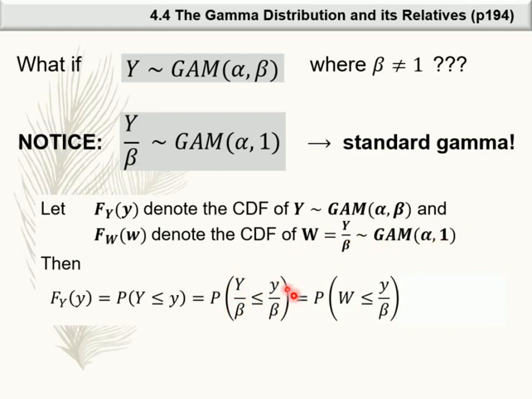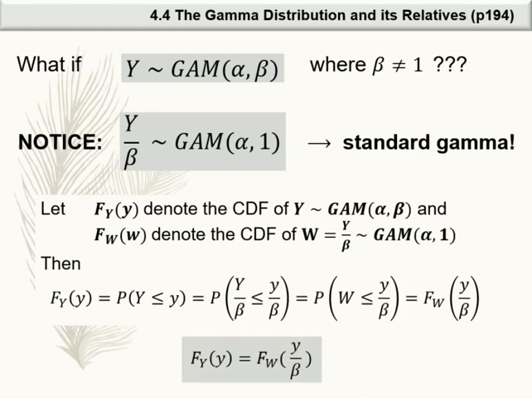So all I simply did is replace the Y over beta with W, because it's just the same thing from there. And what this relationship is telling you is that the probability for Y is equal to the probability for W, but on that W scale. So that's on the standard gamma, and we do have tables for the standard gamma. So you're going to look for y over beta if you want to find probabilities there. So in a nutshell, this is the result.